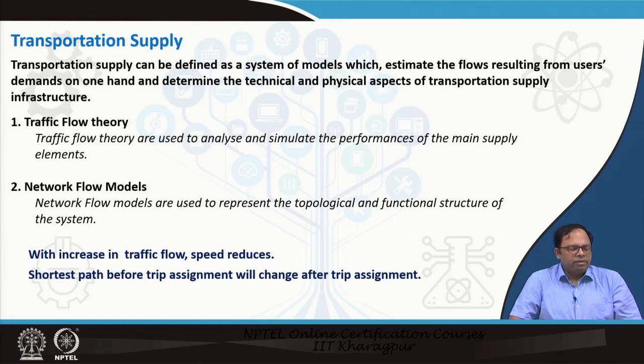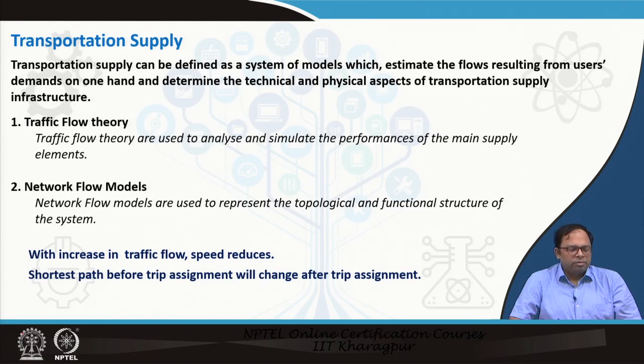So two things that we need to consider: with increase in traffic flow, speed actually reduces. This is something fundamental which we will consider. And shortest path before trip assignment will change after trip assignment. That means it is not a single step process. We may have to determine assignment iteratively.